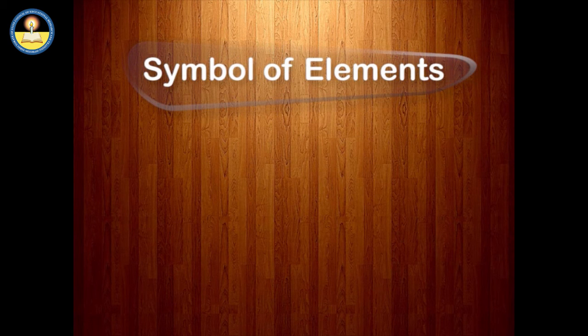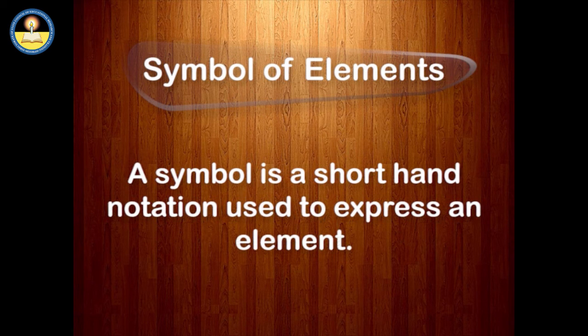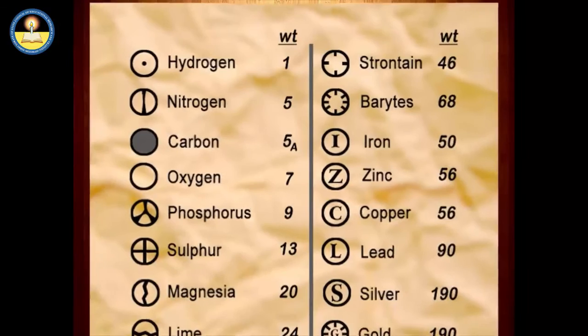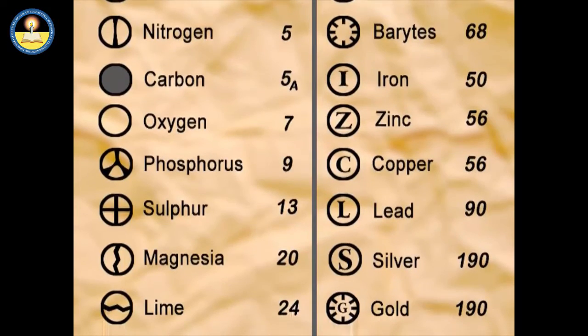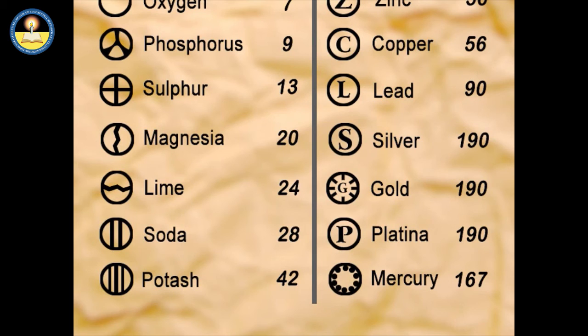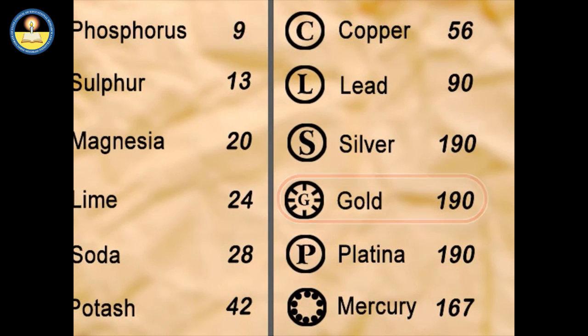Symbols of elements. A symbol is a shorthand notation used to express an element. Dalton used symbols to represent one atom of an element. Some of the symbols used by Dalton are as shown on the screen. There was confusion regarding the names of the elements. Initially, the names of the elements were derived from the place of their origin. Some names were given to the elements on the basis of their colors. The name gold was given because it means yellow in English.